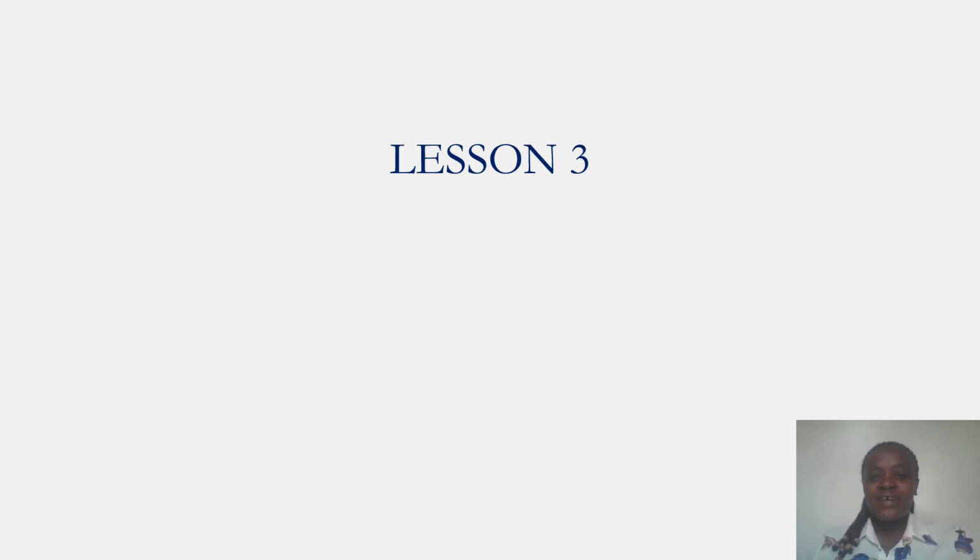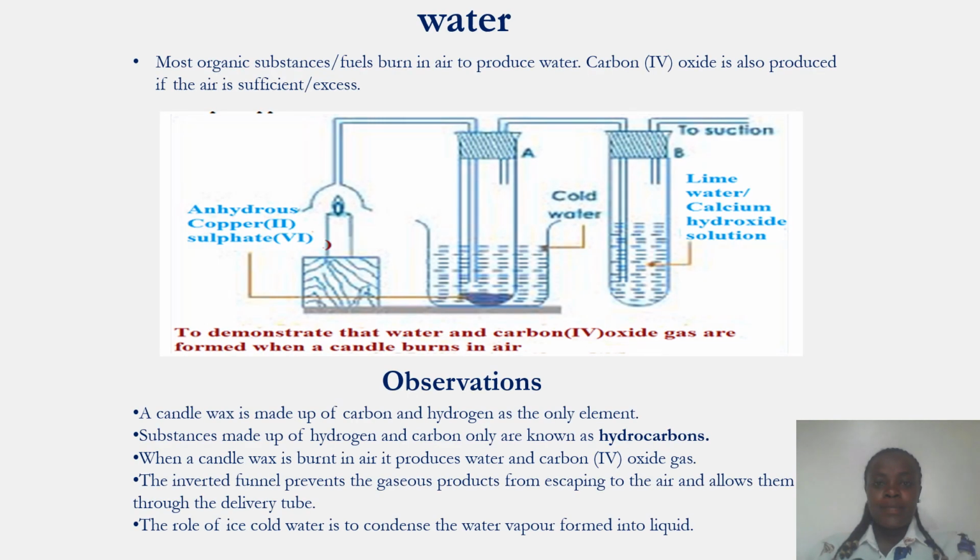In our lesson 3, we are going now to look at the other part of the topic. Previously, we have been looking at hydrogen, the preparation of hydrogen gas, the collection of hydrogen gas, the drying of hydrogen gas, and also the chemical properties of hydrogen gas. So in our lesson 3 now, we are going to look at water. So we start by looking at water.